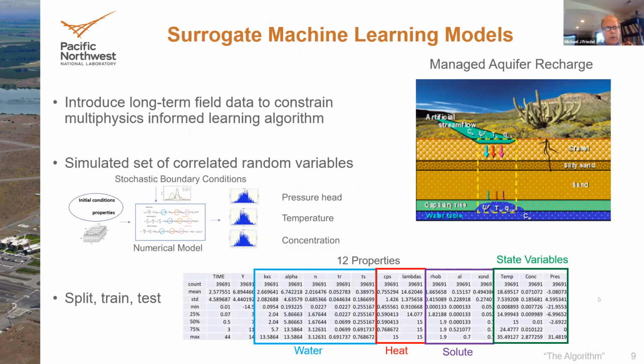The surrogate machine learning models introduce long-term field data to constrain the multiphysics-informed learning algorithm here. To test the algorithm, we conceptualized a managed aquifer recharge setting shown on the upper right. The correlated random variables are used to simulate stochastic boundary conditions that are applied to the numerical model, resulting in stochastic subsurface pressure head, temperature, and concentration values shown in the middle panel. The bottom panel shows the complete data set, including time, distance, 12 properties, and 3 coupled state variables.